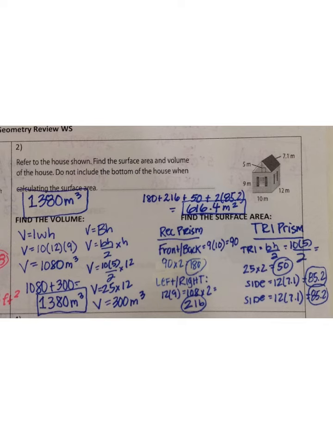Okay, so for the volume, I have a rectangular prism and a triangular prism. Rectangular is length times width times height, and I got 1080. And then triangular is area of the base times the height. Since the base is a triangle, the formula for area of the base is base times height divided by 2, times the height of the prism, and I got 300. So I added those together, and I got 1,380.